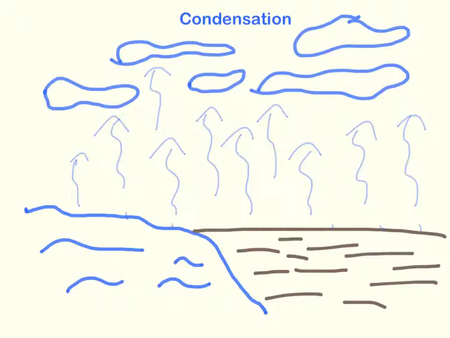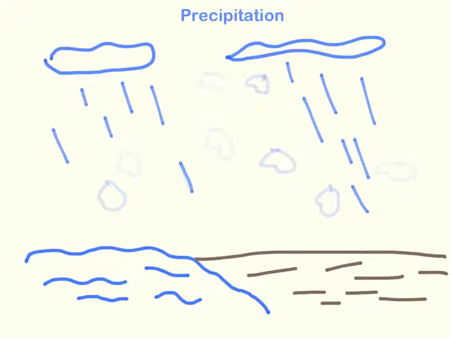The second step is condensation. When water vapor is lifted higher into the atmosphere, cold air will condense it into clouds. The third step is precipitation. Clouds eventually produce precipitation in the form of rain, snow, and hail. Some of this precipitation falls back on land, some in the ocean.